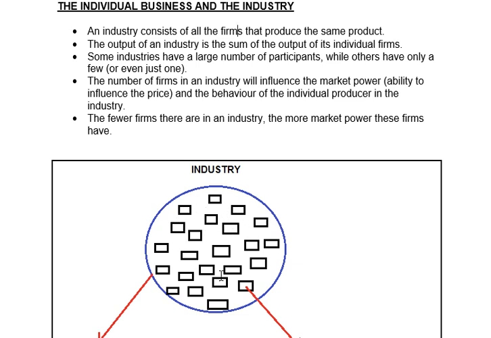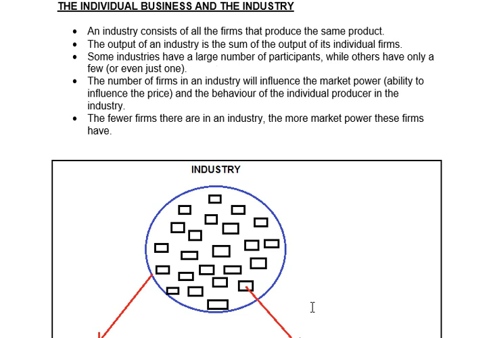So the industry is made up of all the producers of a particular product and all the consumers that are wanting to buy that product. If we look at the output of the industry, we are basically going to take the sum of the output of the individual firms.